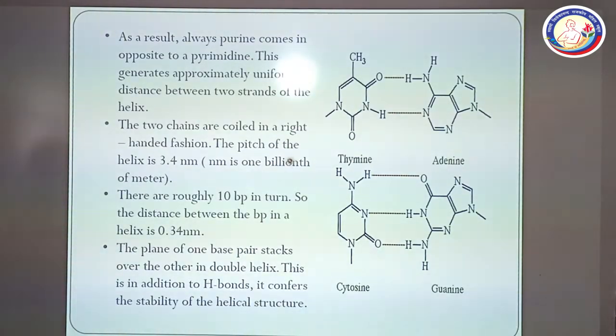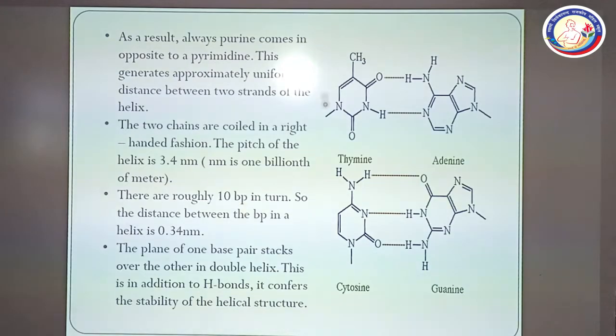The two chains are coiled in a right-handed fashion. So the coiling in B-DNA is right-handed. The pitch of the helix is 3.4 nanometer. Nanometer is one billionth of a meter. There are roughly 10 base pairs in a turn, so the distance between base pairs in a helix is 0.34 nanometer. The plane of one base pair stacks over another in a double helix, and this, in addition to hydrogen bonds, confers stability to the DNA helix.